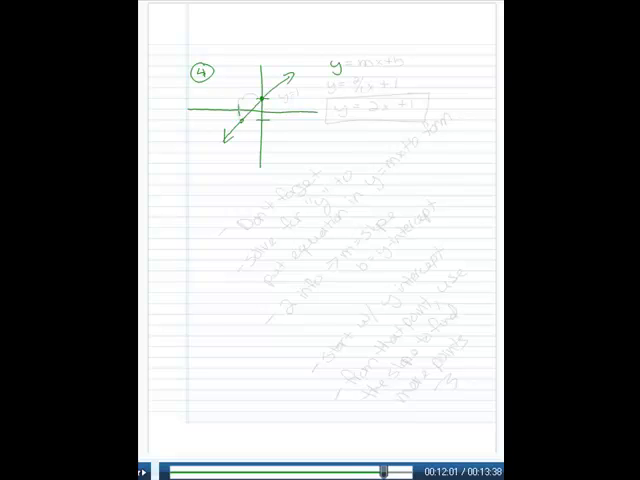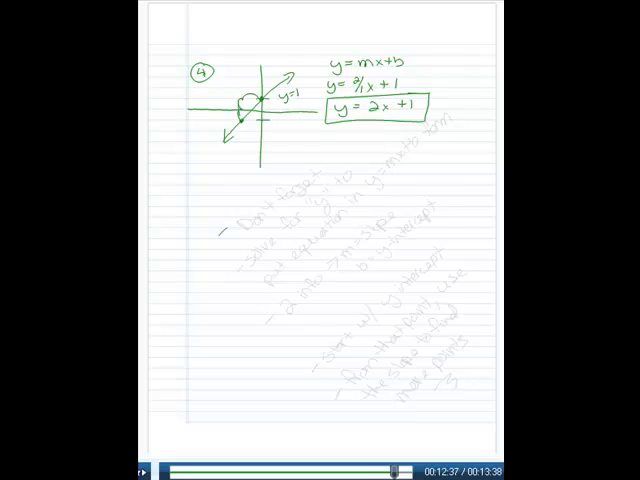Okay, where does this line cross the y-axis? It's crossing the y-axis at 1. So I know b is going to be plus 1. It's going to be y equals some number x. So how much did it take from this point to this point? I can see that I went up 2 and I went over 1. So that simplifies to 2x plus 1.